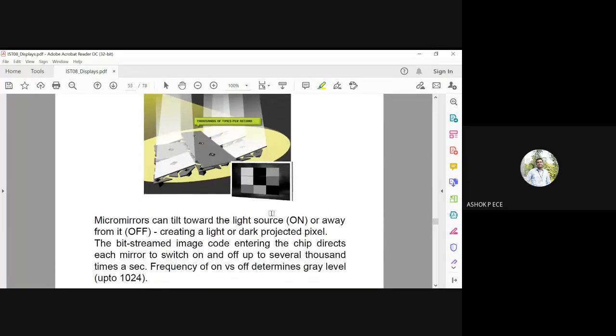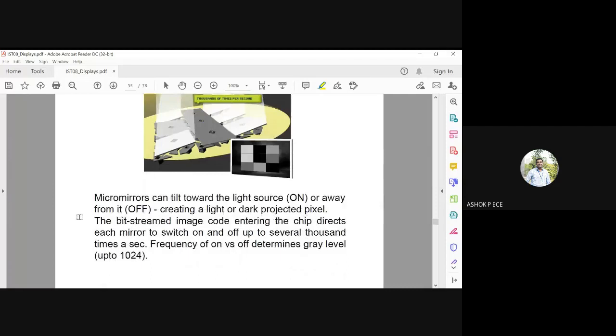The principles of DLP. Micro mirrors can tilt toward the light source or away from it. So the micro mirrors can tilt the light coming, and they can reflect the light, creating a light or dark projected pixel. If the mirror is tilted towards the light source, it is going to be a light pixel. If it is tilted away from the light source, it is going to be a dark pixel. A light pixel means it is on, a dark pixel means it is off.